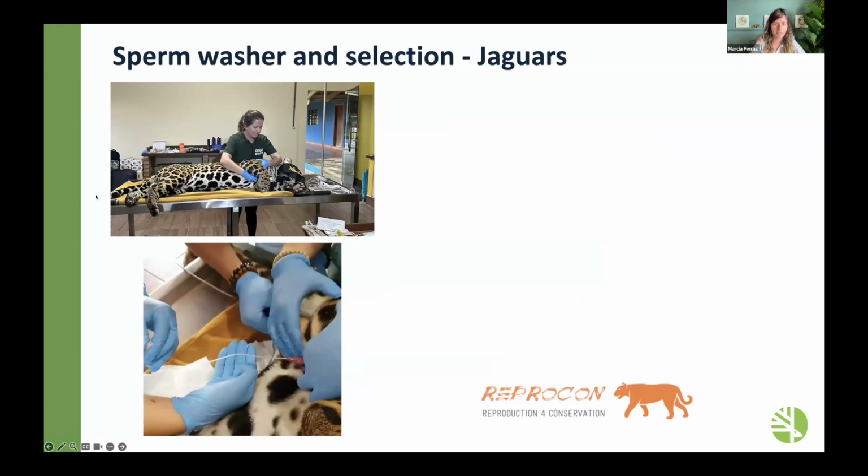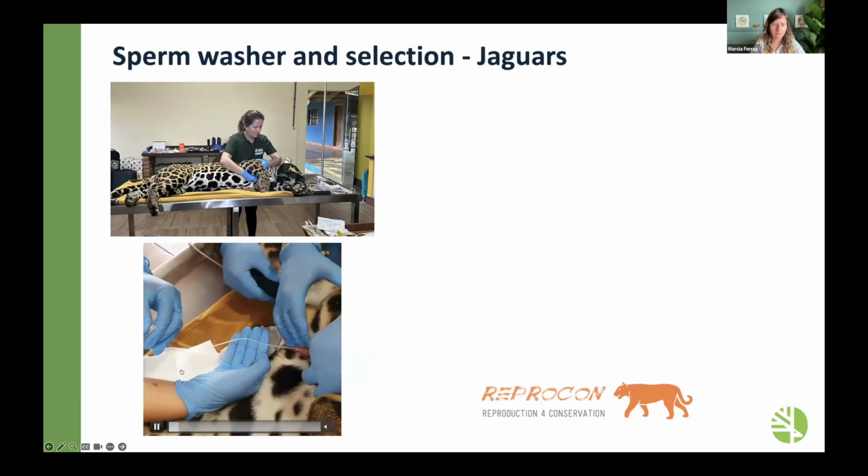If you're curious, this is the Jaguar Conservation Institute. That was not in the field, it was our first trial. We didn't want to do that in the field, but it was in a place where we didn't have a lab. And so this is how we collect the sperm from the jaguar.